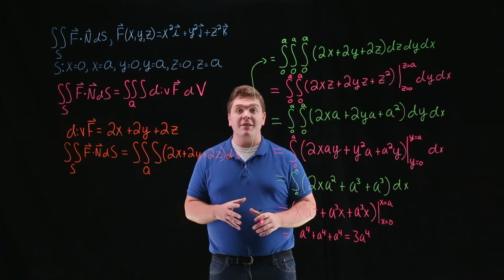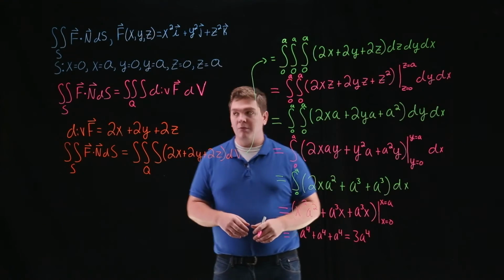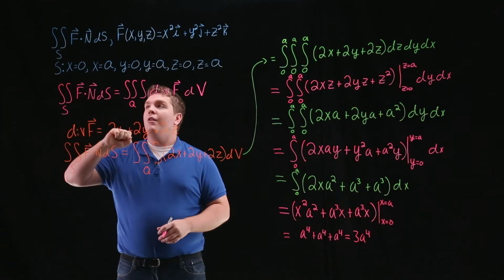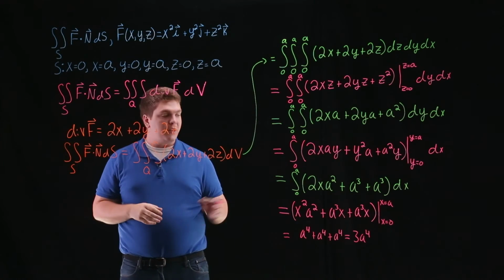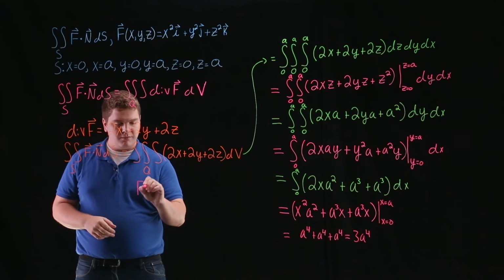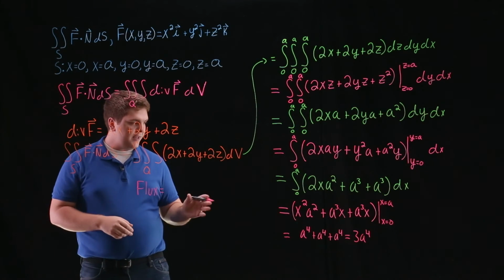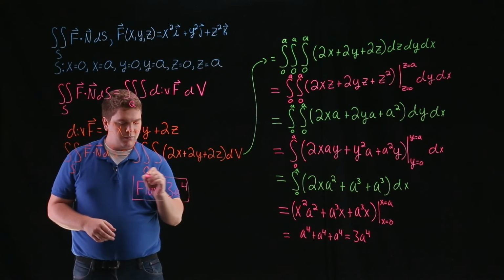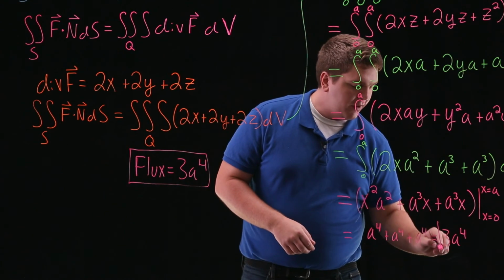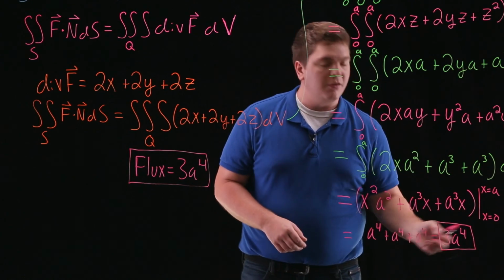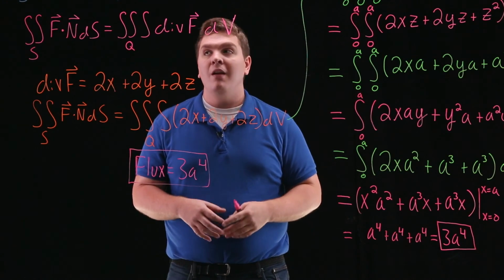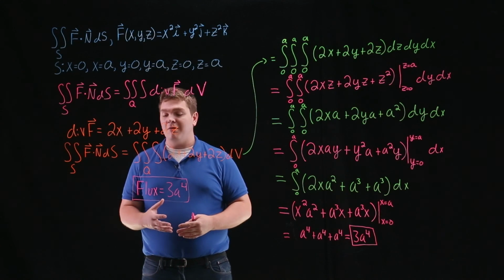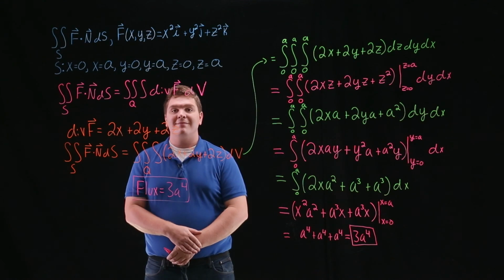So this is our surface integral. We also know that this is the flux of F through the surface with normal N. So we can say our flux is equal to 3a to the fourth, because the integral that we found was also equal to 3a to the fourth. The next step of this problem is to use a computer algebra system to verify the solution.